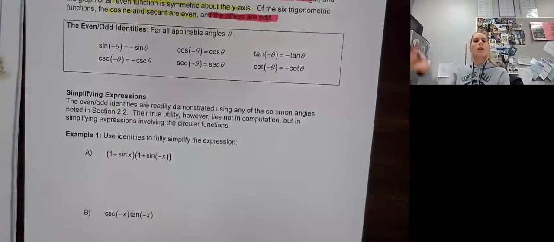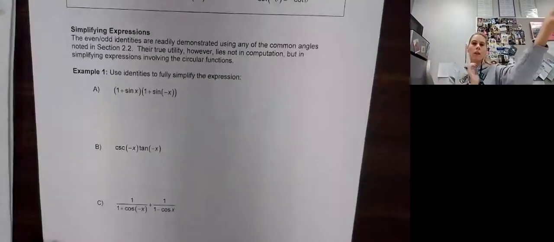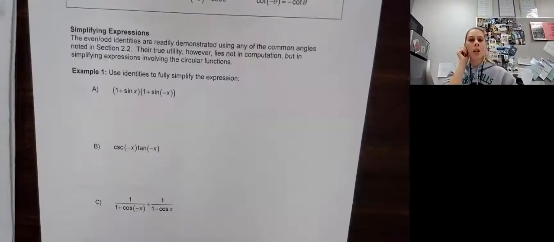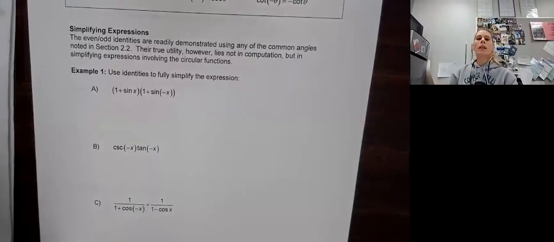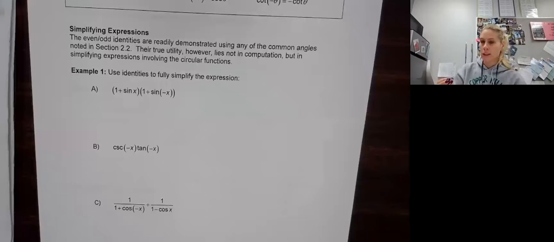Okay, so the even odd identities are readily demonstrated using any of the common angles noted in section 2.2. Their true utility, however, lies not in computation, but in simplifying expressions involving the circular functions. So we're going to see how all these expressions can be turned into something else, okay?